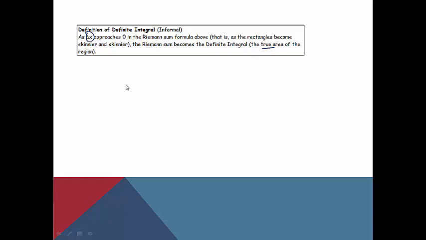So the more rectangles we created in a region, that would allow us each of those widths to become skinnier and skinnier. We'd have less space either inside or outside, and we would get closer to the actual true area of that region. So hopefully now you are able to use a Riemann sum to calculate a definite integral.